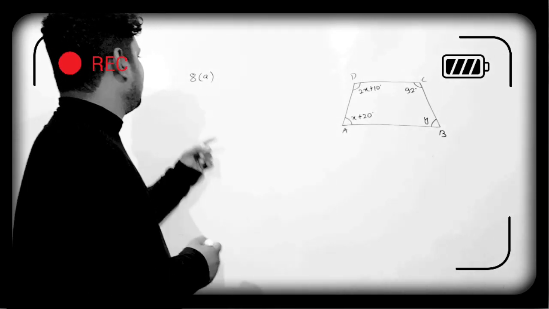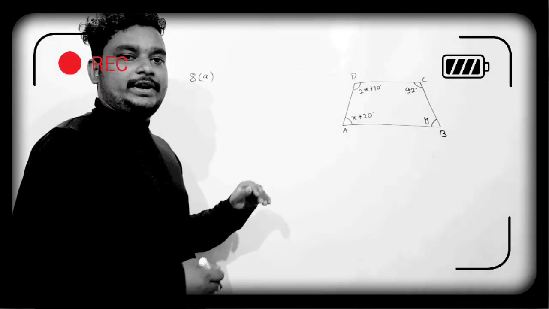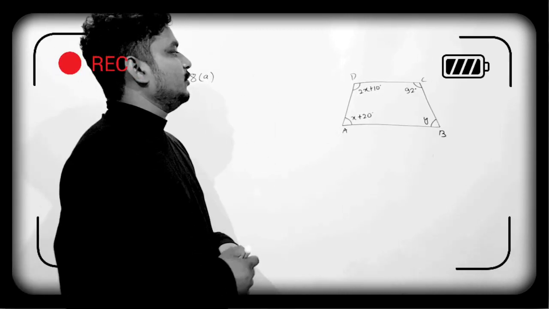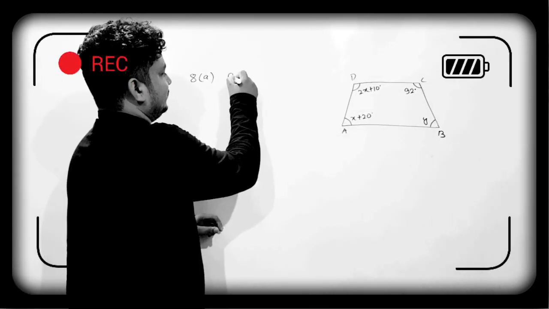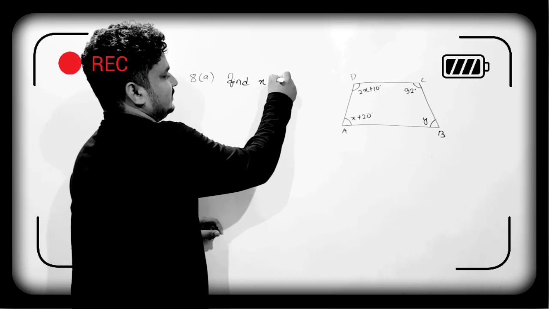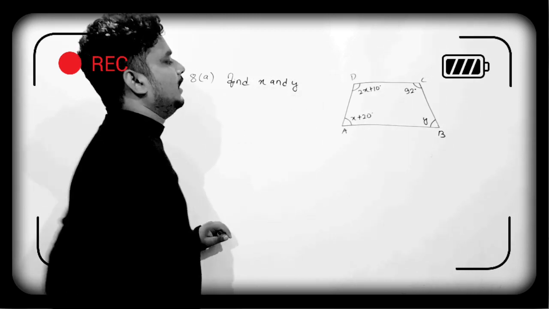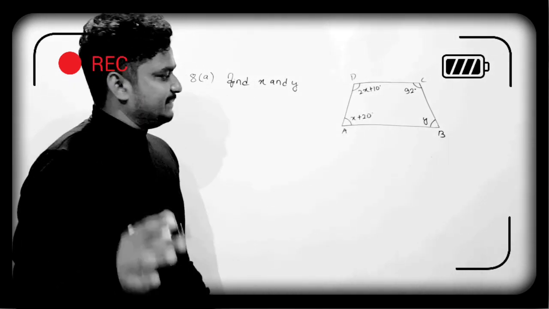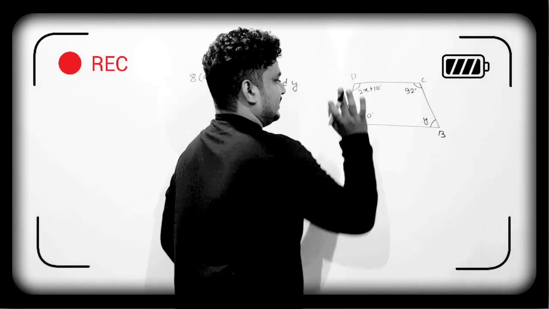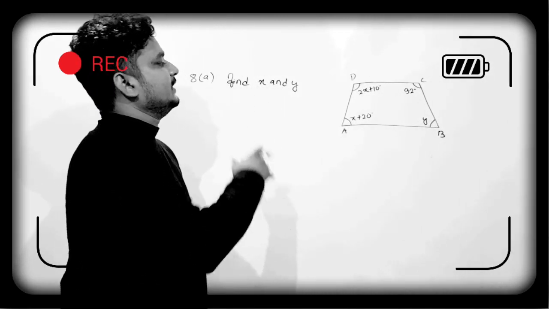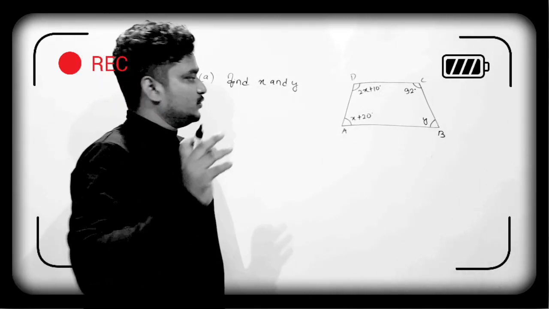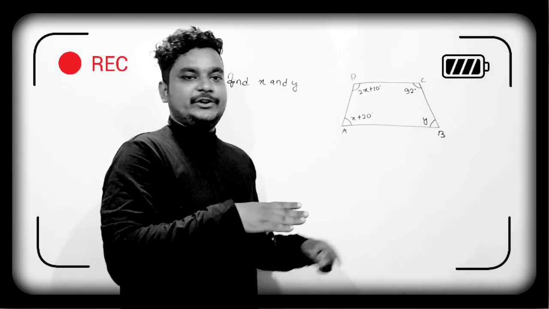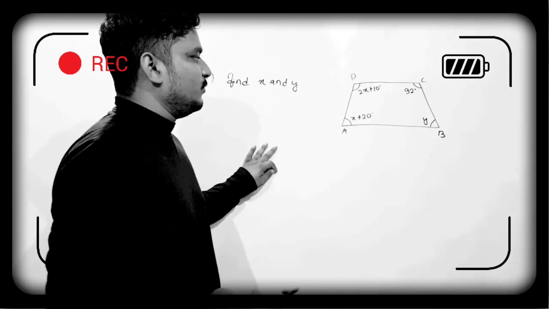Coming to the next question, question 8a. In this particular question, we have to find the value of x and y. It is given that ABCD is a trapezium, and we need to find the value of x and y over here. I already explained the properties of a trapezium in the previous video, so here once more I am recalling it.